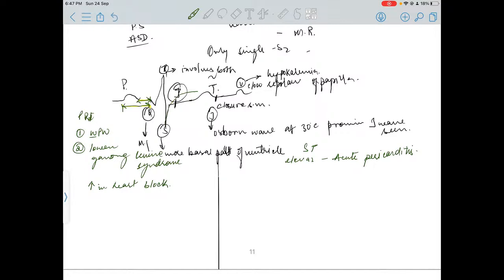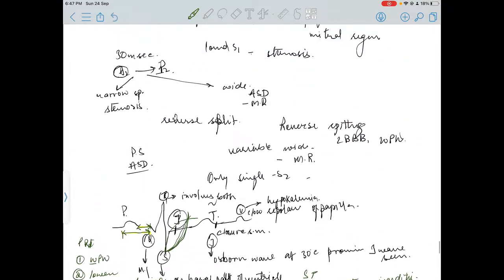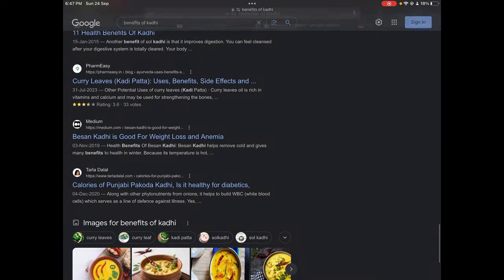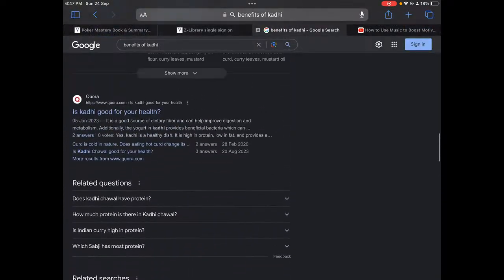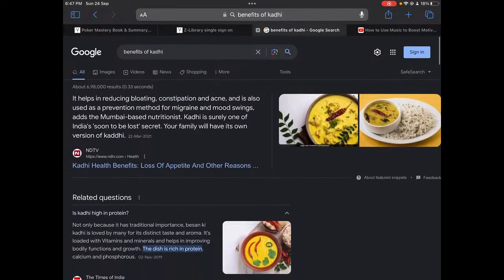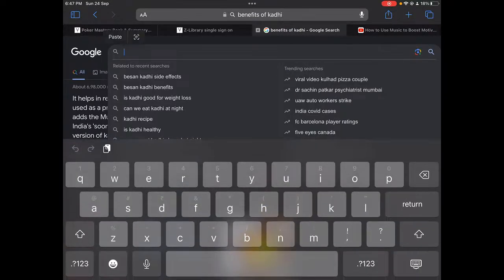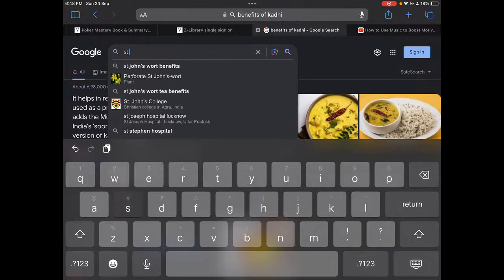With convexity, like convex here, it is acute MI or Prinzmetal angina. Concavity, pericarditis; convexity, acute MI and Prinzmetal angina. Let's just see the ST segment.